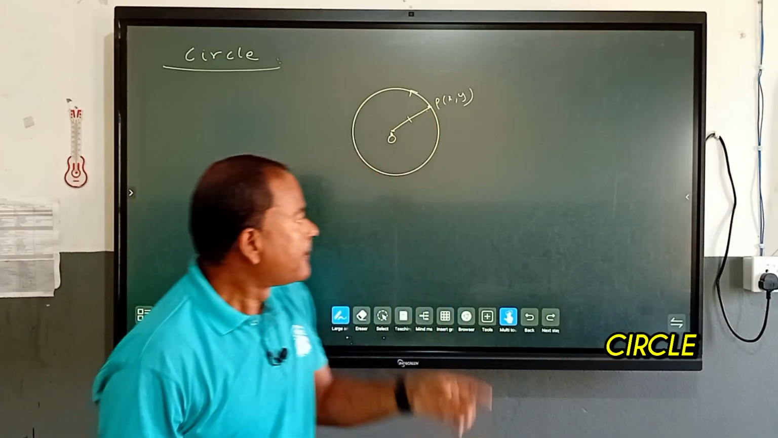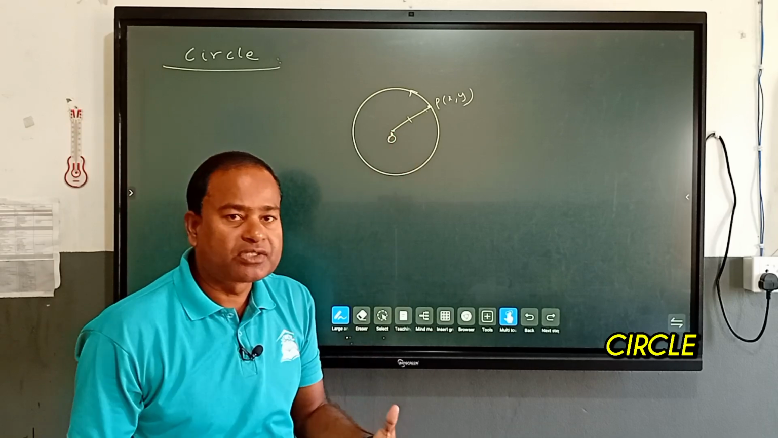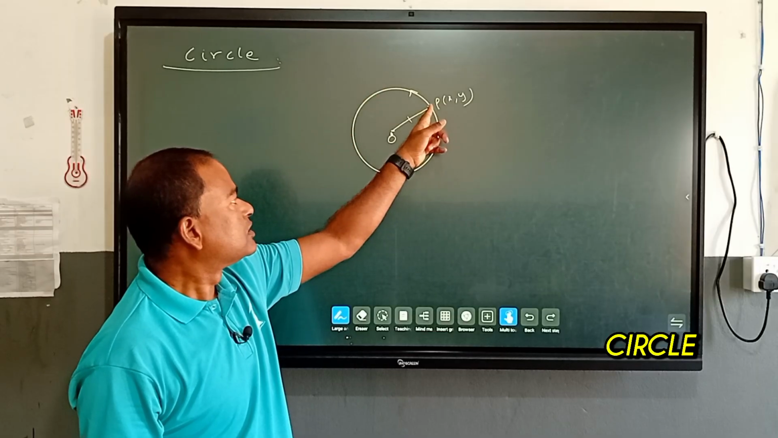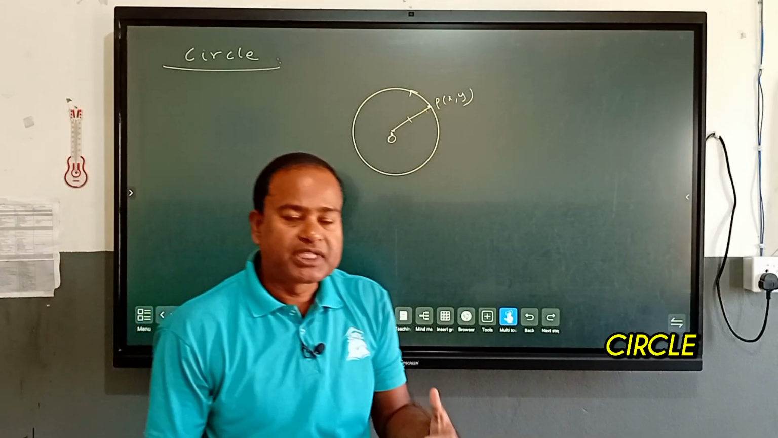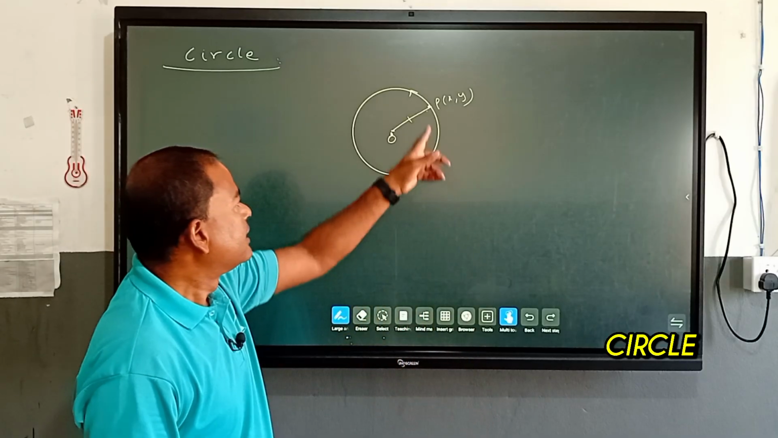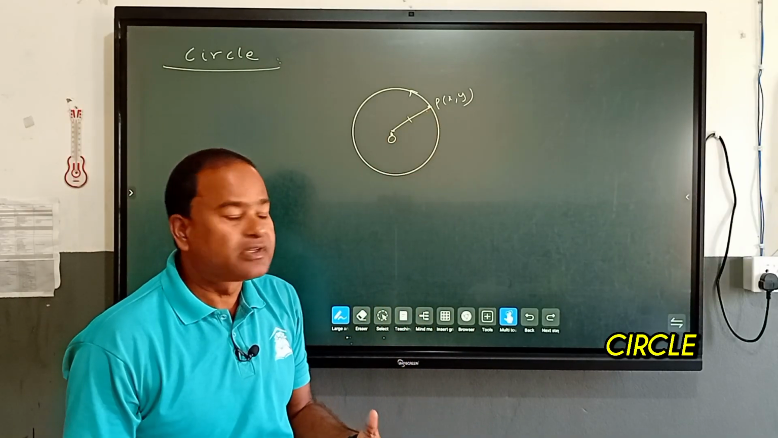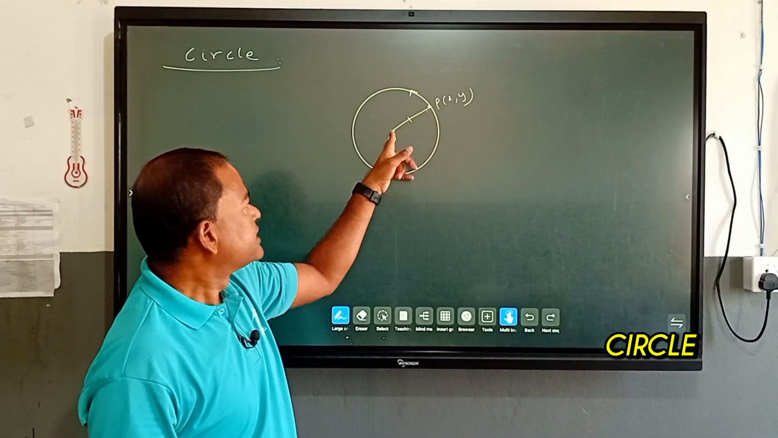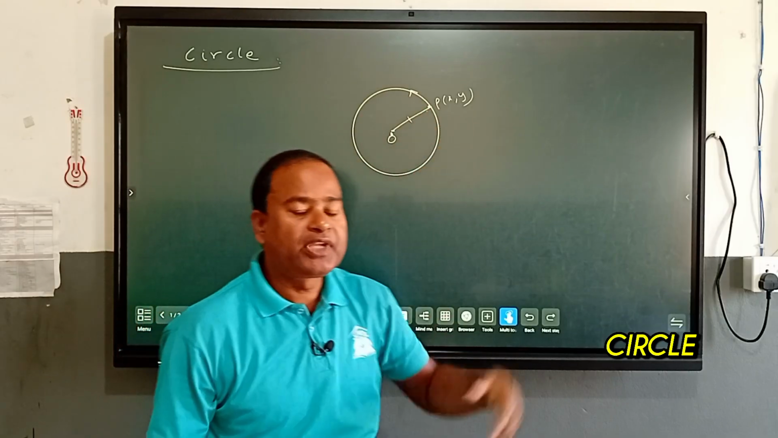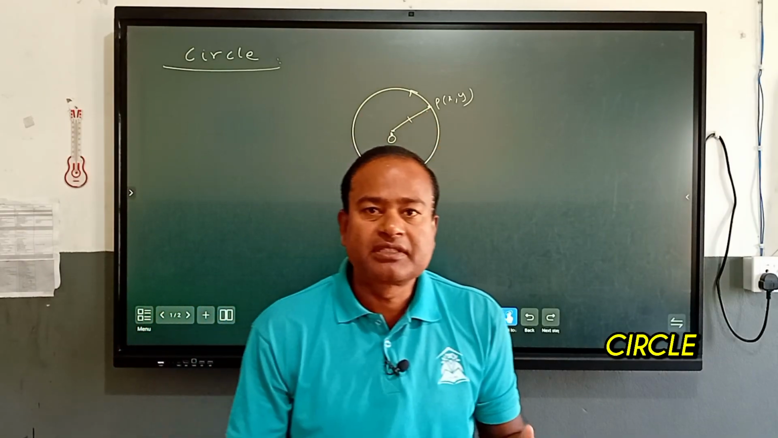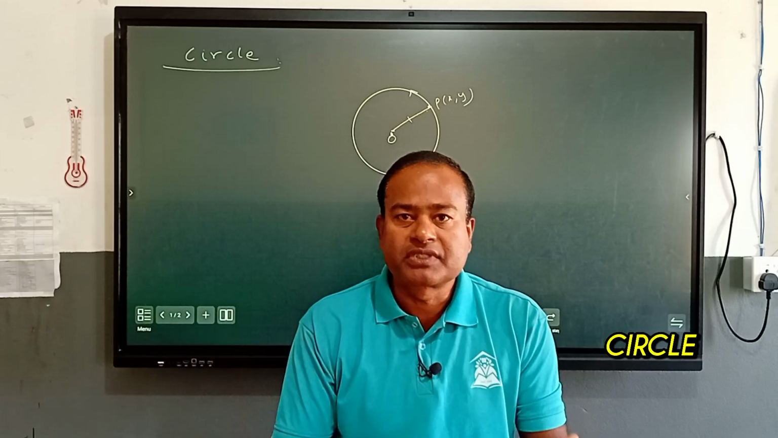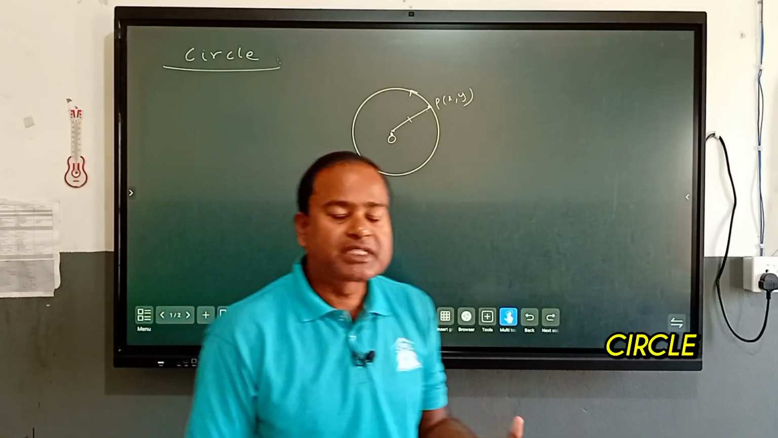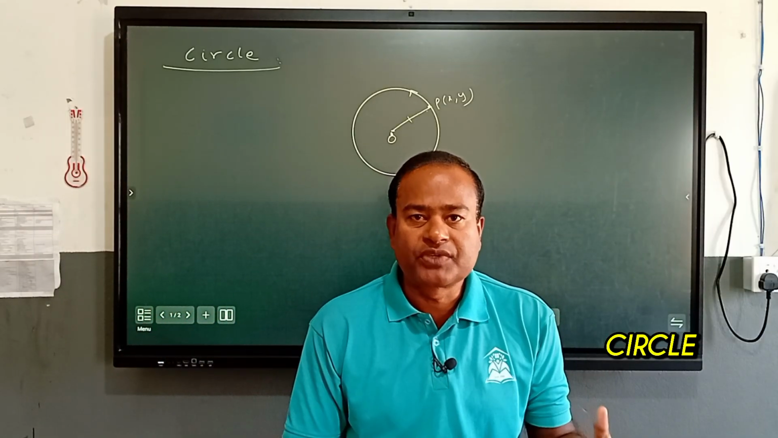So in this diagram, the fixed point is O, which is called the center of the circle, and the moving point is the point P(x, y), which is always equidistant from the fixed point O. Dear students, the distance between the center and any point of the circumference of a circle is called radius. So dear students, now let us discuss some of the working formulas to find the equation of a circle.